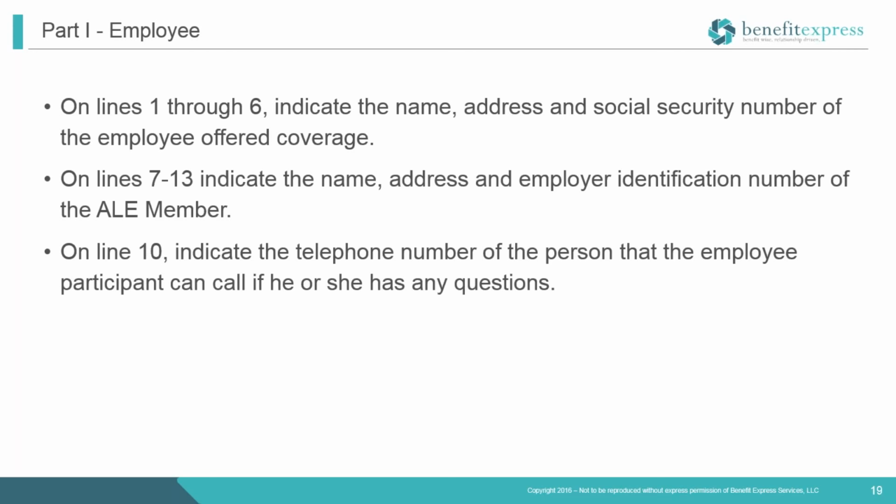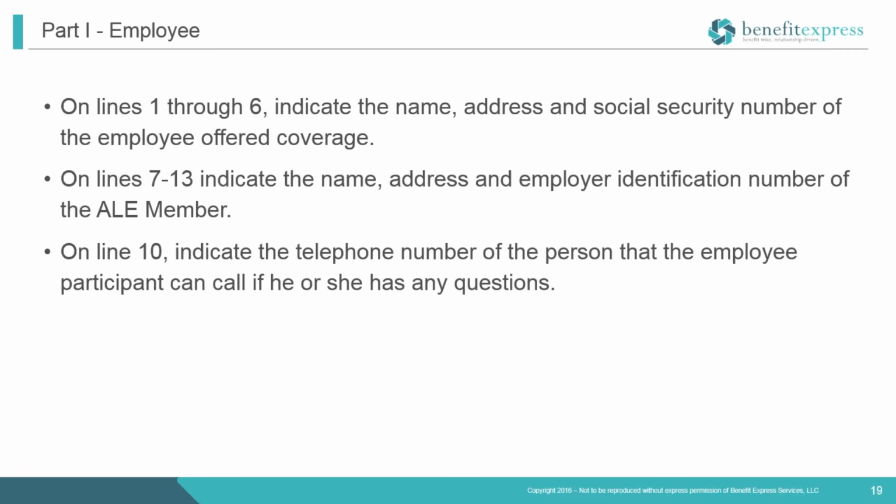So here, again, lines 1 through 6 are the name, address, and Social Security number of the employee offered coverage. Lines 7 through 13 are the name, address, and employer identification number of the ALE member, and as I indicated before, it should match the W-2. Whoever is issuing the W-2 should be the same individual entity that's issuing the 1095-C.